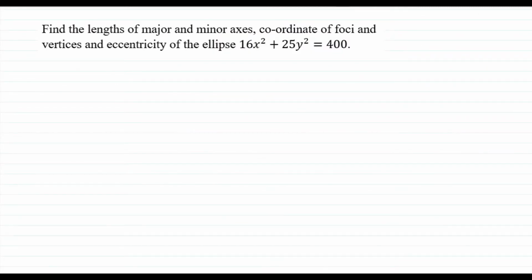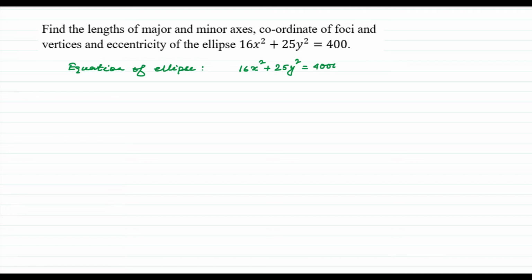One problem has been chosen. We have to find out the length of major and minor axis, coordinate of foci and vertices, and eccentricity of the given ellipse. So the ellipse is not in the standard form, so you have to convert it into standard form. So let's start. Equation of the ellipse: 16x square plus 25y square equals 400.